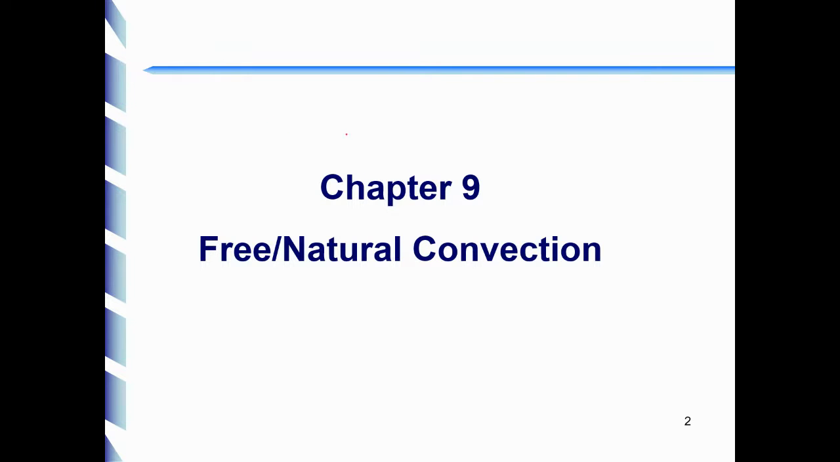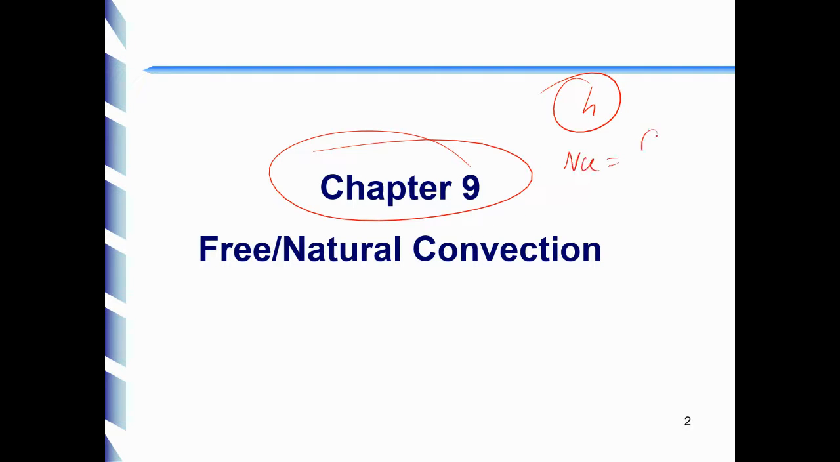So last lecture we were discussing chapter 9. Chapter 9 is free or natural convection. Our main aim was to find h. But here there is no velocity, so Nu is a function of Grashof number and Prandtl number. Instead of Reynolds number, we will use Grashof number and Prandtl number.